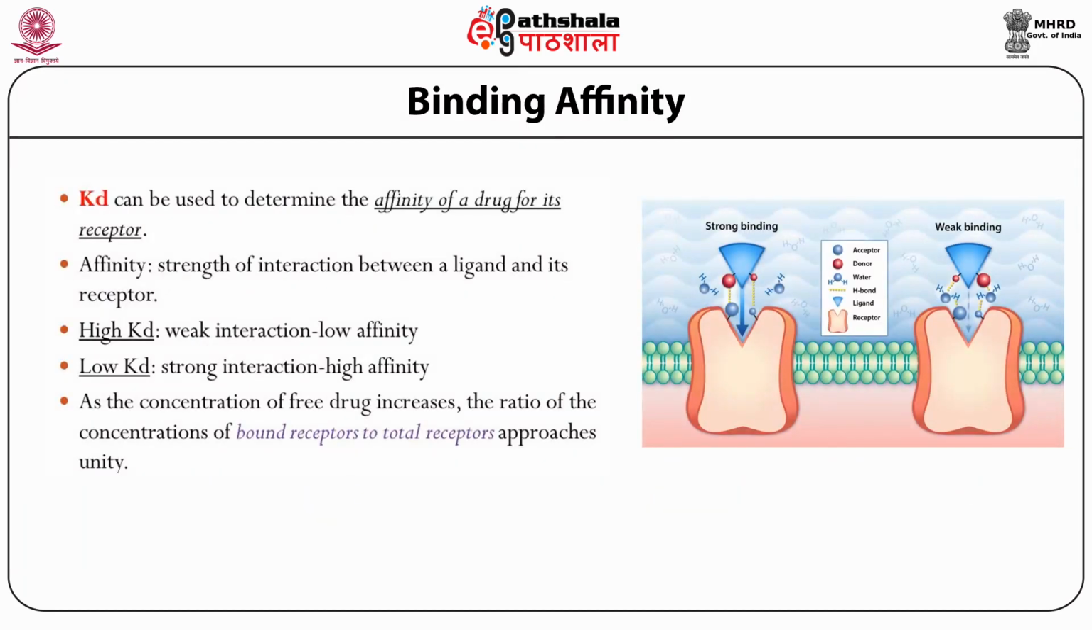Here we talk about how to understand the binding affinity. You can see in the figure the strong binding and weak binding. In strong binding, a large number of interactions take place, whereas in weak binding a lesser number of interactions take place, and the value of Kd can be used to determine the affinity of a drug to its receptor. Affinity is the strength of interaction between the ligand and its receptor. High Kd means weak interaction, low affinity, whereas low Kd means a strong interaction, high affinity. As the concentration of free drug increases, the ratio of the concentration of bound receptor to total receptor approaches unity.